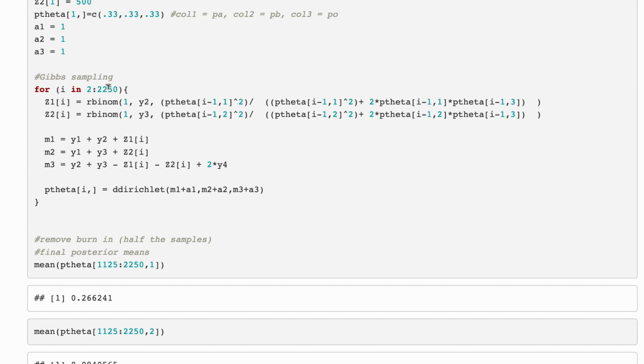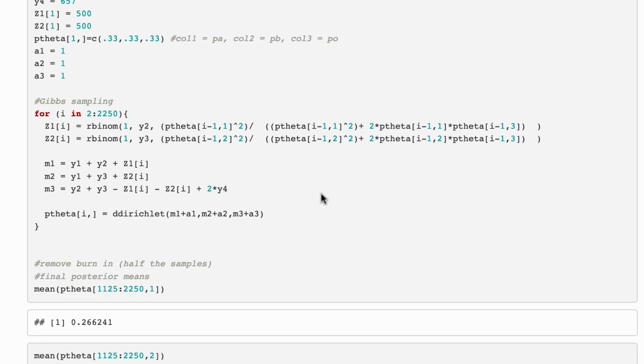For the 2,250 iterations, I conditionally estimate from the binomial distribution for Z1. I estimate the conditional binomial distribution for Z2. Then I plug those values into the parameters M1, M2, and M3, and then plug those values into the posterior distribution at each iteration. So each iteration is going to update the values of Z1, Z2, and PA, PB, and PO.